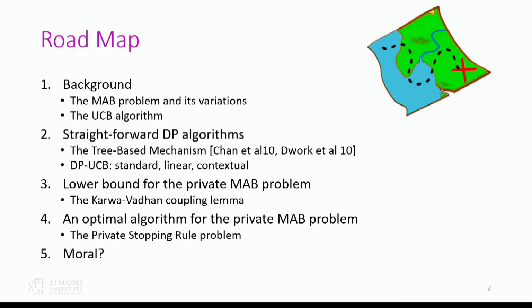Lower bounds for the problem with the coupling lemma from Carl Wovedan, and an optimal algorithm for the multi-arm bandit problem, and I'll talk about why it is optimal. Also, this nifty side problem of the private stopping rule. And finally, maybe, a little bit of moral to the story.